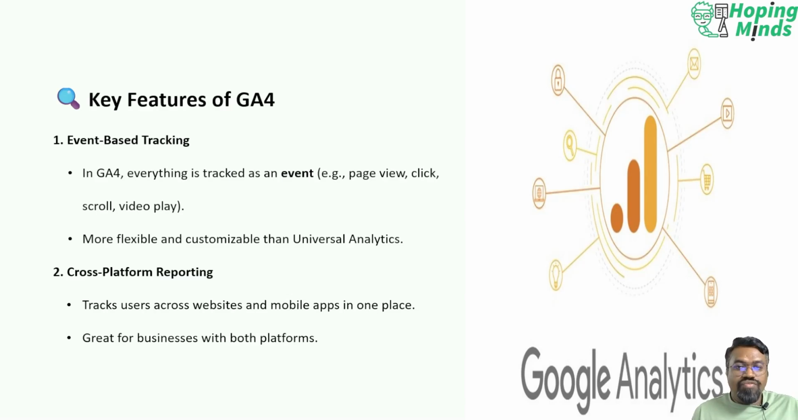Now, moving forward, let's understand the key features of Google Analytics. Google Analytics has event-based tracking. Now, what is an event? Everything is tracked as an event. For example, page view, click, scroll, video play, etc. All of these are considered events. Therefore, all the analysis of events is there in Google Analytics 4.